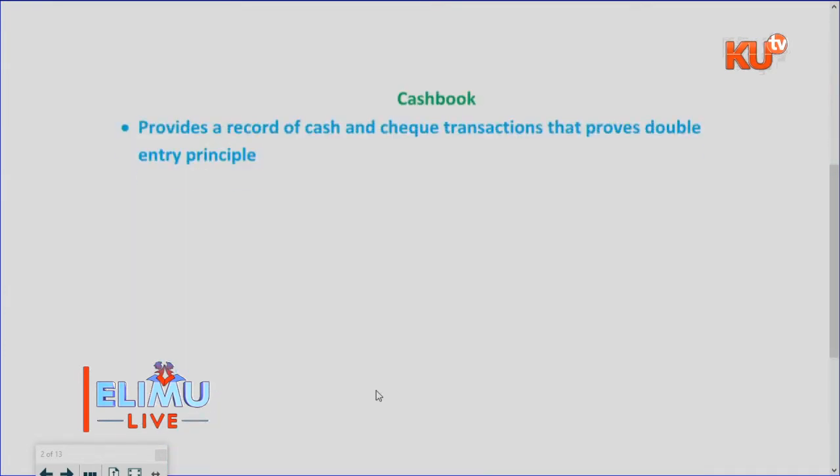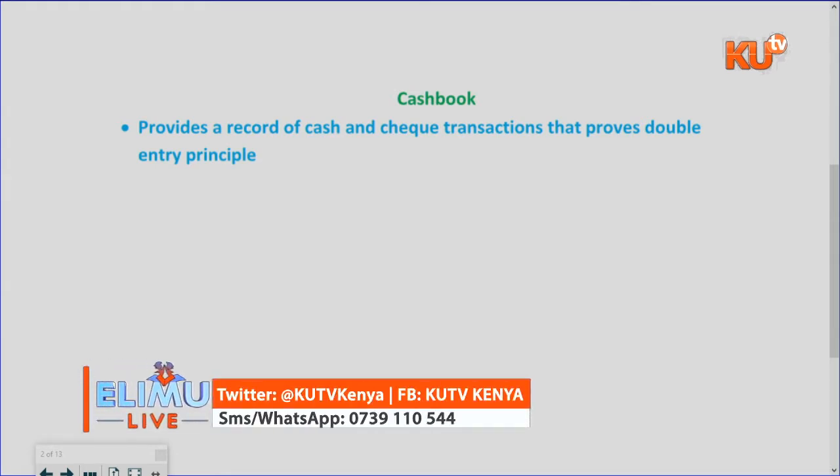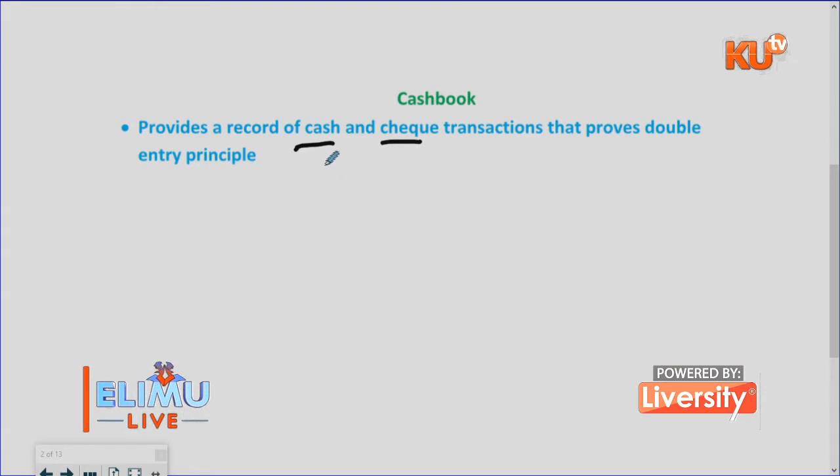So this is what I want you to understand, that we prepare the cash book so that we can give a record of information covering the cash transactions and cheque transactions. So it simply provides a record of information touching on cash and cheque transactions. And then it has to be able to prove what we call the double entry principle.